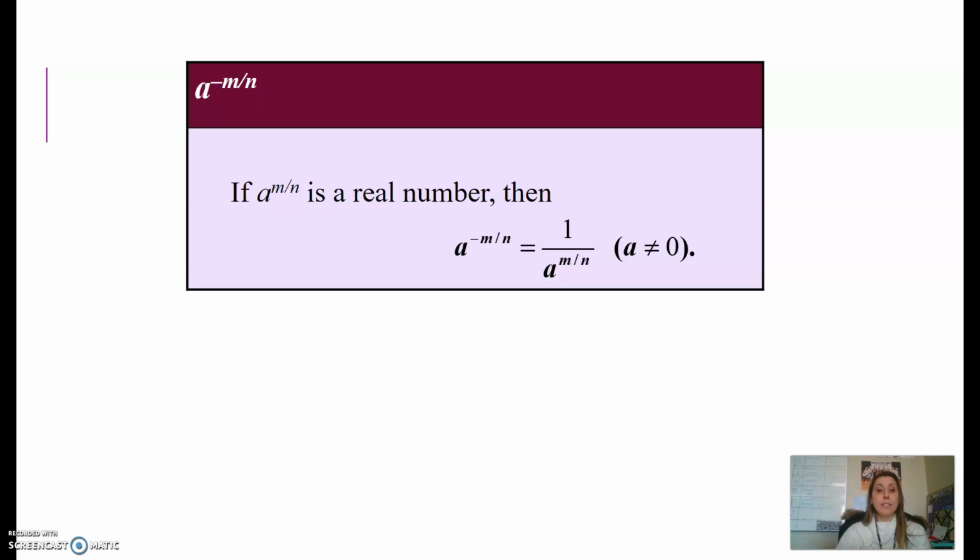Okay, this is where we're going to stop. I will cover this rule on Monday, and then on Tuesday we will get some practice with this.